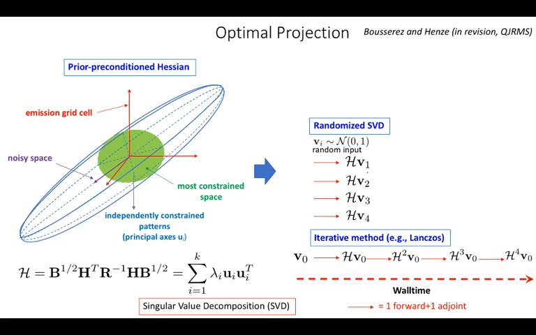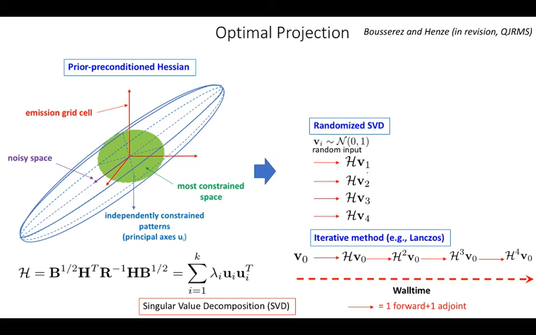And the question is, how do you compute this subspace? A good mathematical object to measure the information content is the so-called prior preconditioned Hessian, represented here. It's a geometric representation of it. It looks like a cucumber. It's like a quadratic form. And so to find the most constrained space, we need to find the principal axis of this quadratic form. Mathematically, it means we need to compute a singular value decomposition of this matrix.